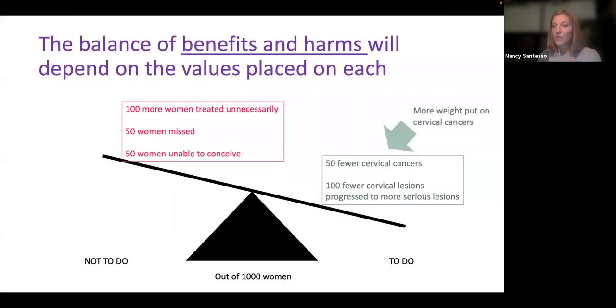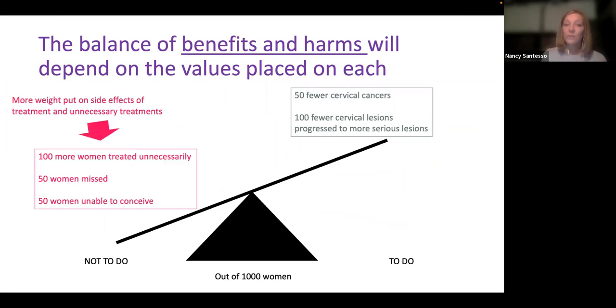So the thing is, if we put a lot of value on those outcomes of preventing cervical cancer and the lesions from progressing, we're going to tip to actually recommend screening. On the opposite side, though, if we put more value on not treating women unnecessarily, on making sure that we don't cause women to have infertility, and more weight on possibly missing those women, we might actually recommend against screening. So when we talk about values, we talk about the value that we place on those outcomes.